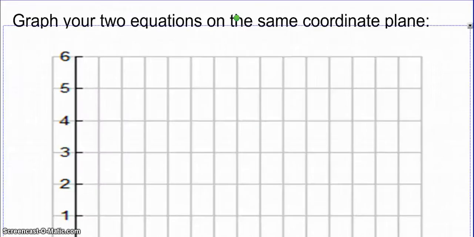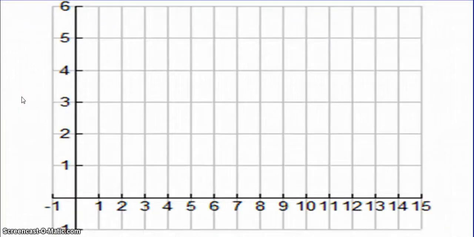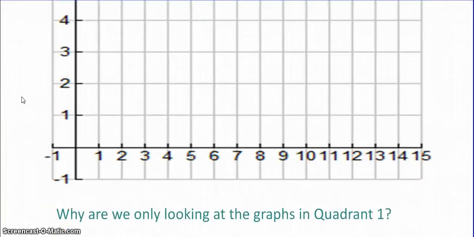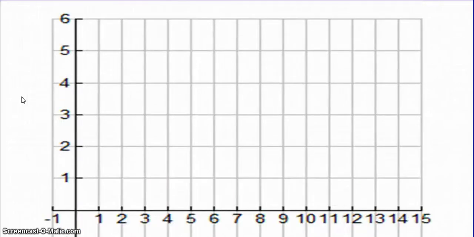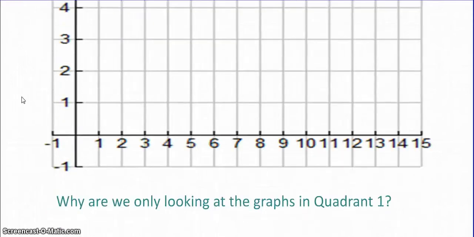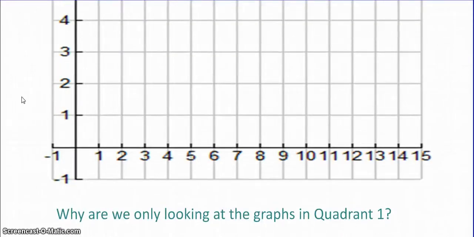Alright, so now I want you to graph your two equations on the coordinate plane. So go ahead and do that, and then at the same time, once you're finished doing that, you can answer the question, why are we only looking at the graphs in quadrant 1? So graph your two lines and answer the question. Pause the video, unpause when you are ready to discuss.